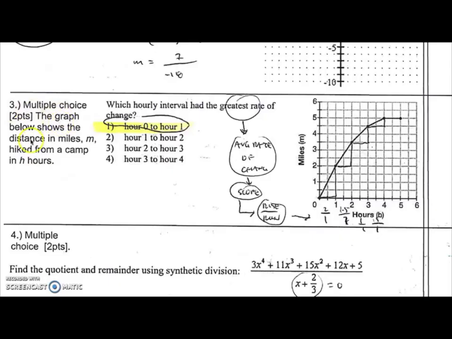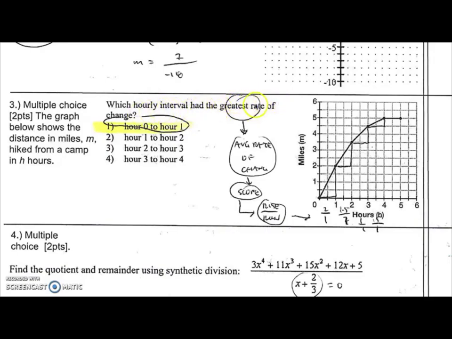I love math. The graph below shows the distance in miles, m, hiked from my camp in h hours. So you're going hiking there, and the number of miles you travel is dependent on the number of hours. So which hourly interval had the greatest rate of change?